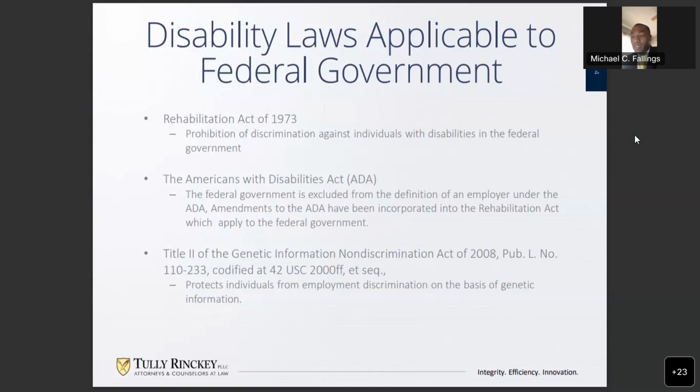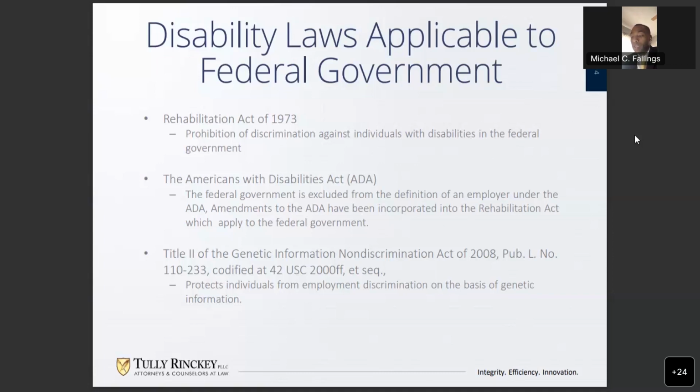The Americans with Disabilities Act applies to private sector employers and actually has a carve out that says that it does not apply to federal government employees. So it's important to know the Rehabilitation Act is the law that applies. However, the Americans with Disabilities Act has been amended several times, and those amendments have been incorporated into the Rehabilitation Act, which applies to the federal government.